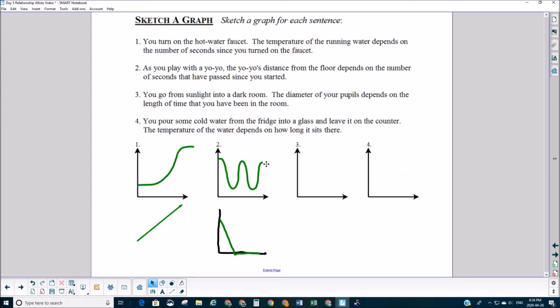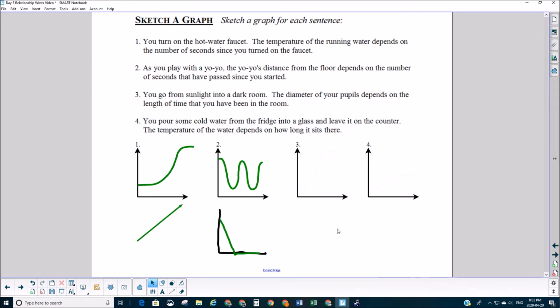All right, next, you go from the sunlight into a dark room. The diameter of your pupils depends on the length of time you've been in the room. Okay, so a little bit of science going on here. When you're outside in the sunlight, your pupils, that's the black part of your eye, get really, really small. Because it's so bright outside, your pupils get small and they don't want to let in too much light. Okay? And then when you go into a dark room, it feels like it's pitch black.